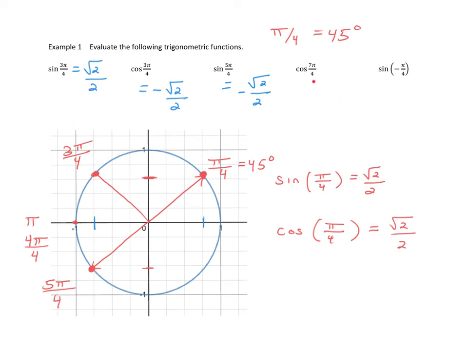Okay, cosine of 7 pi over 4. So where is 7 pi over 4? That's the question. Well, a couple ways to think about this. You could say, okay, I'll count by pi over 4 to 6 pi over 4, and then one more time to 7 pi over 4. That's completely valid. So here's 7 pi over 4.